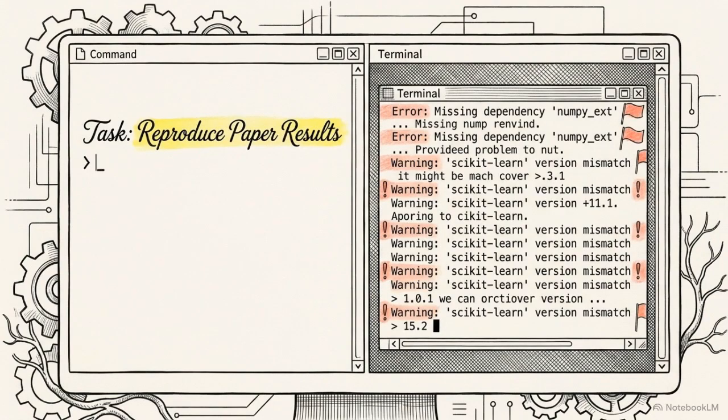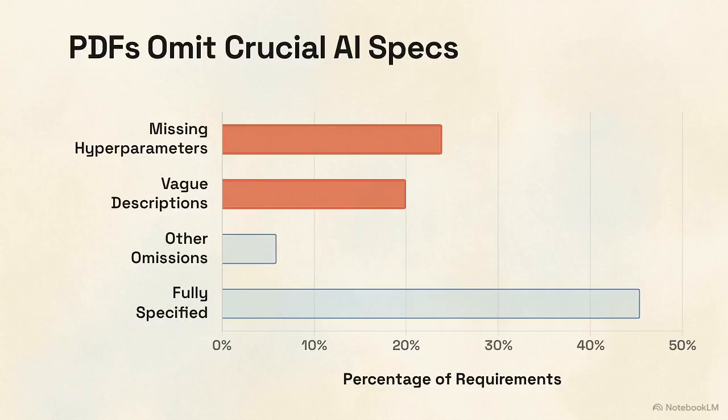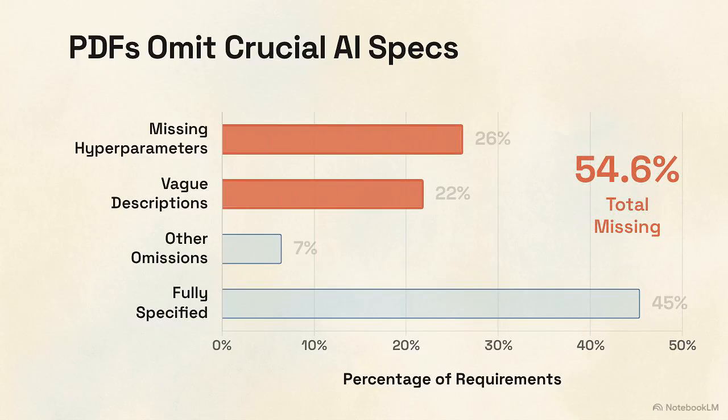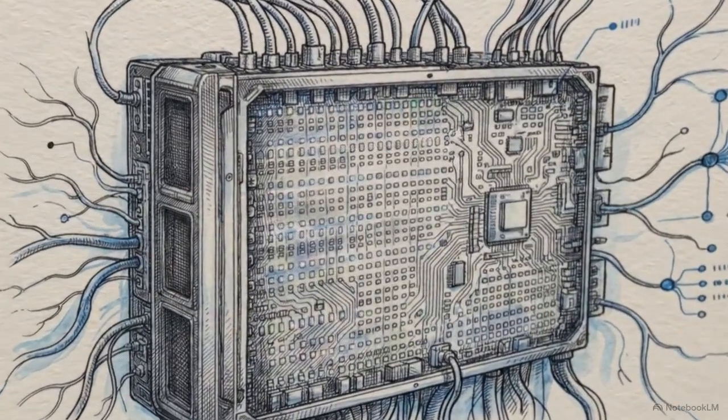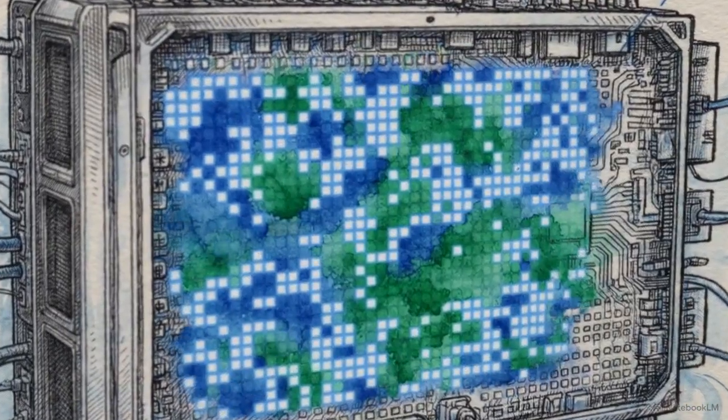standard machine learning papers using their official source materials. Across nearly 9,000 expert reproduction requirements, 54.6% of necessary specifications are missing from the published PDFs. Agents fail because tacit knowledge is absent. Missing hyperparameters and vague descriptions account for the largest gaps. For agents to compound scientific knowledge at machine speed, the primary artifact must transition into an executable database.